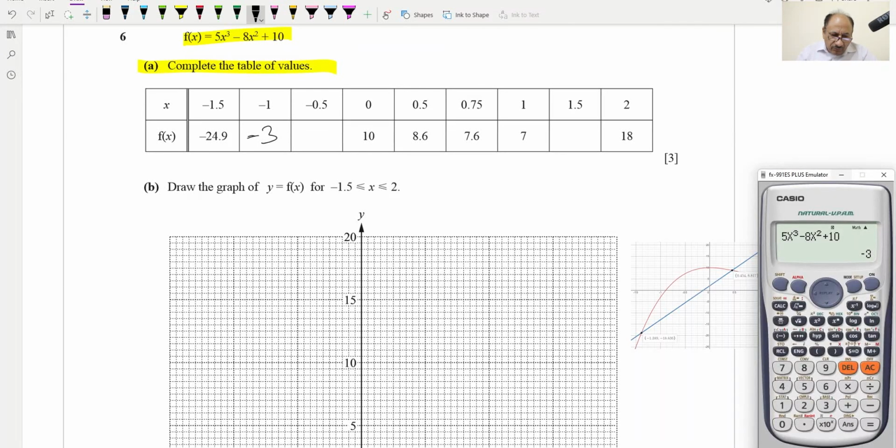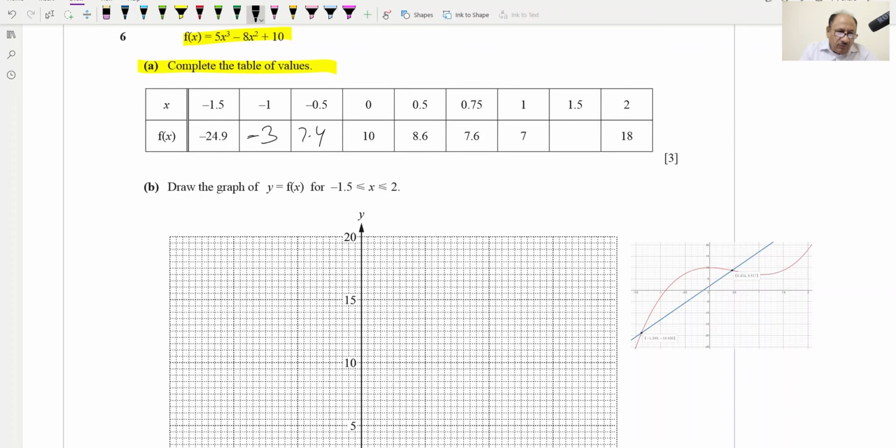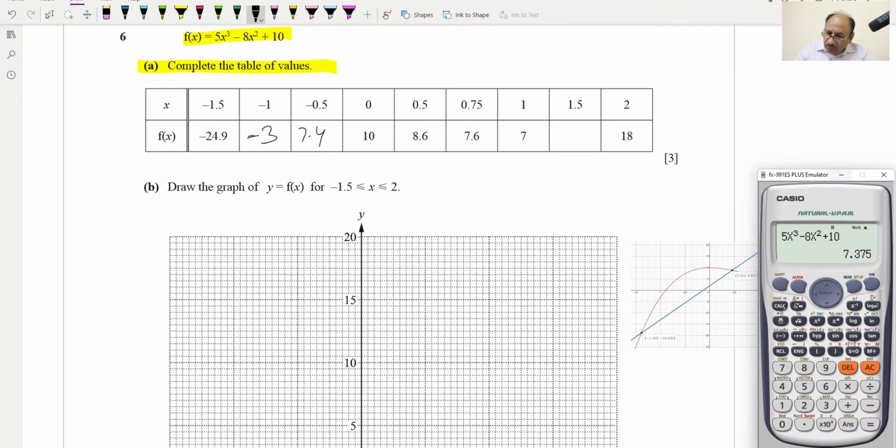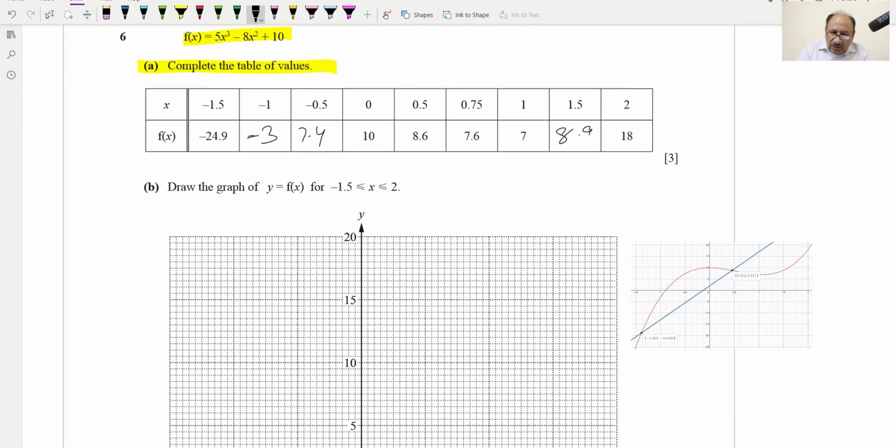Now we can calculate for minus 0.5. So calculate for minus 0.5, and this is giving us 7.375. So 7.4, rounded answer 7.4. And next for 1.5, so calculate for 1.5, and this gives us the answer as 8.875, or we can write 8.9. So 8.9 up to 1 dp. And see, this is a 3-mark question which we have done easily.